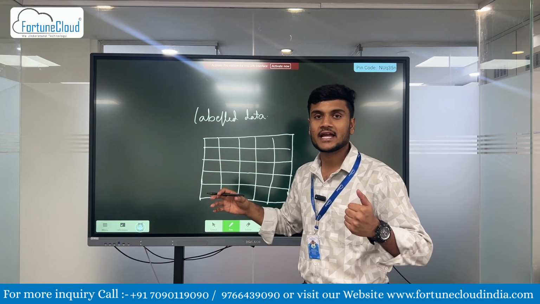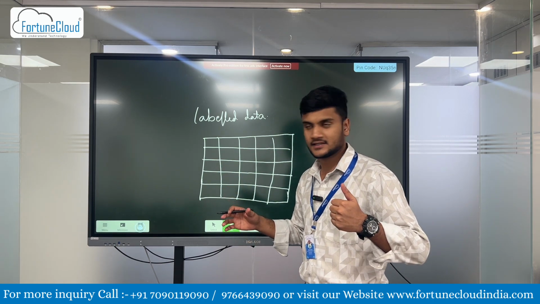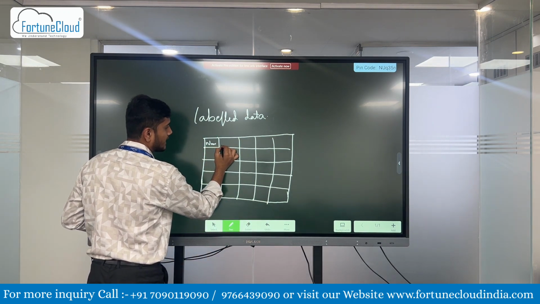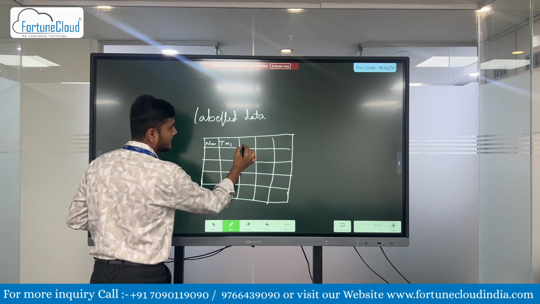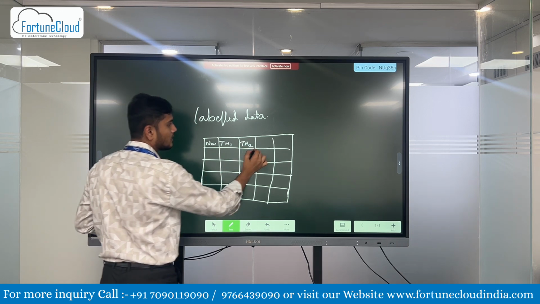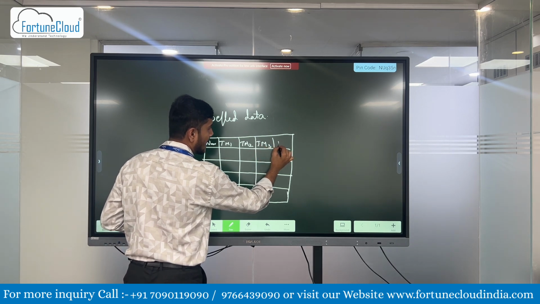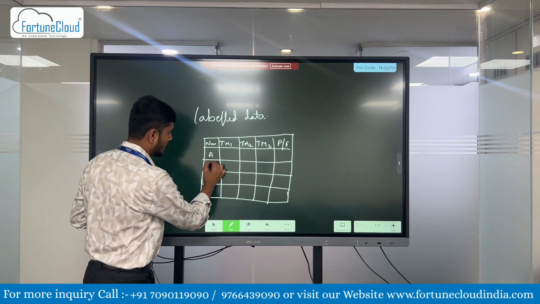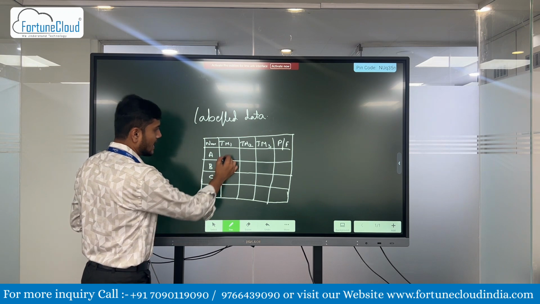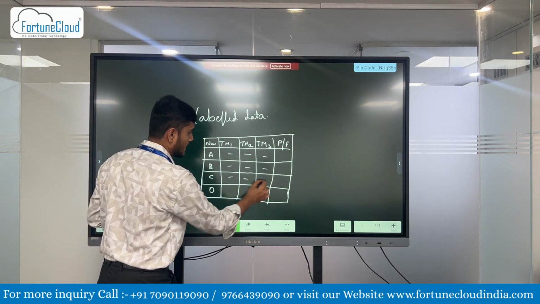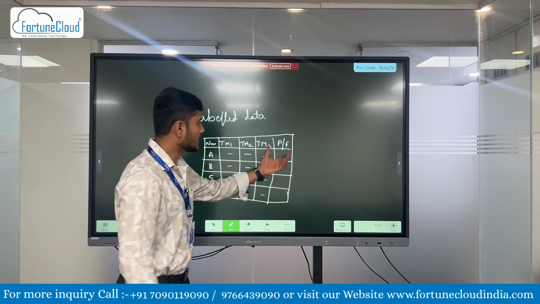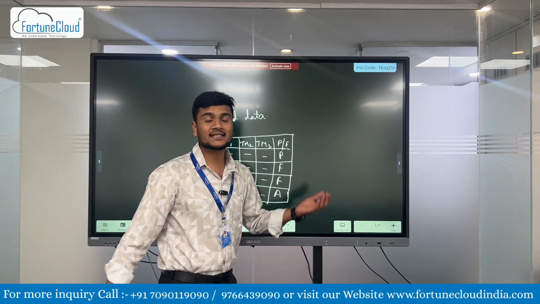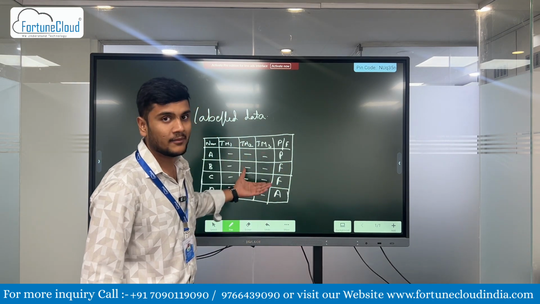We can take an example of student marks. We'll have name, test marks 1, test marks 2, test marks 3, and pass or fail. We'll have names A, B, C, D and the values respectively, and also we'll have the output, that is, whether it is pass or fail. This is what we call labeled data.